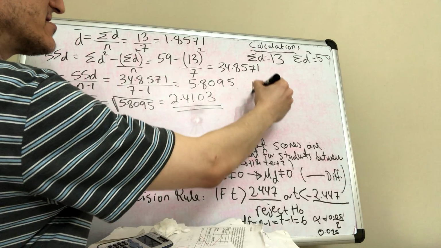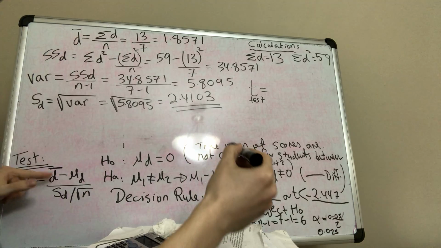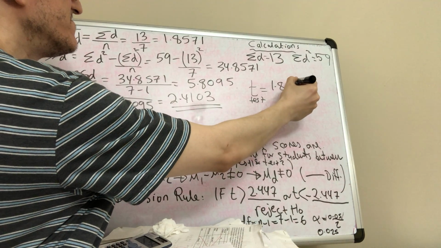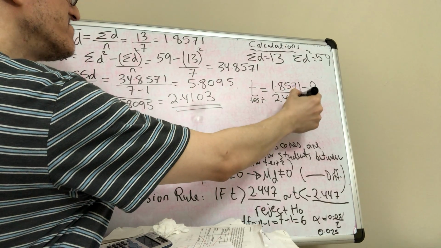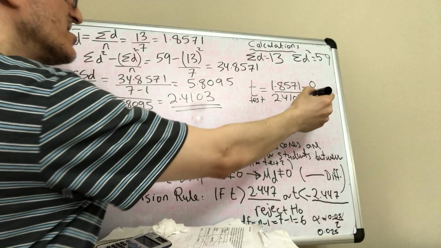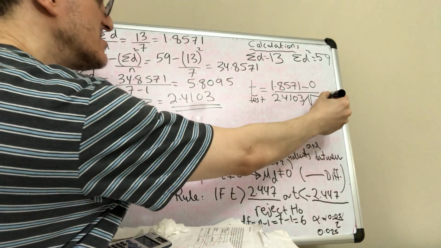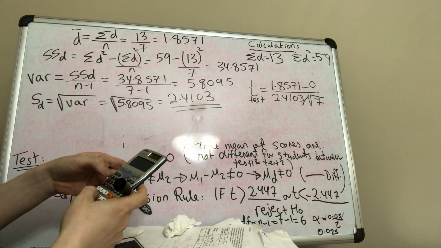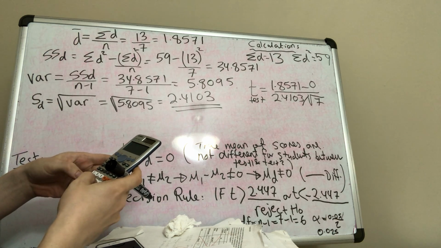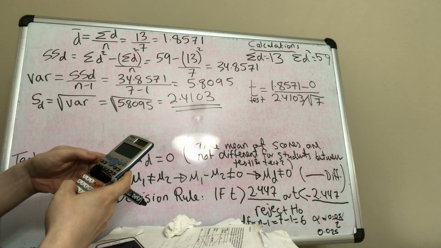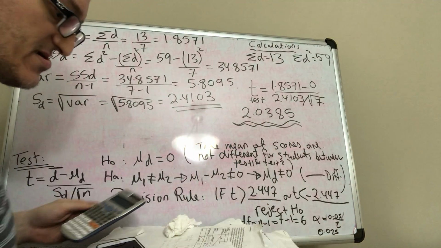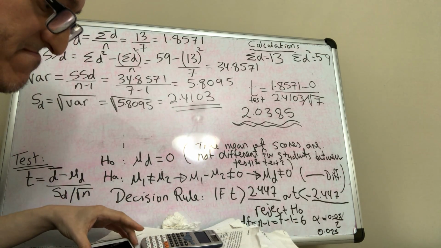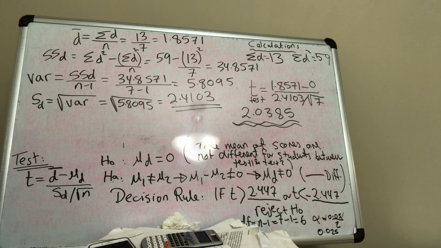So we are ready to put everything in the t-test. D bar is 1.8571. Mu d is 0. SD is 2.4103 over square root of your sample size, 7. So 1.8571 over 2.4103 over square root 7. This gives you 2.0385. This is the answer for your t-test. Now, once we calculated this, we are ready to make a conclusion.